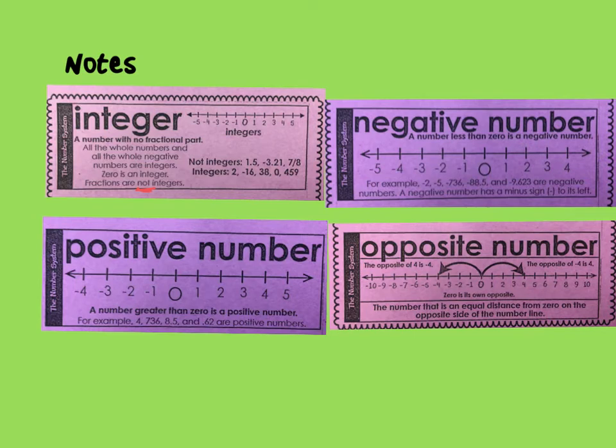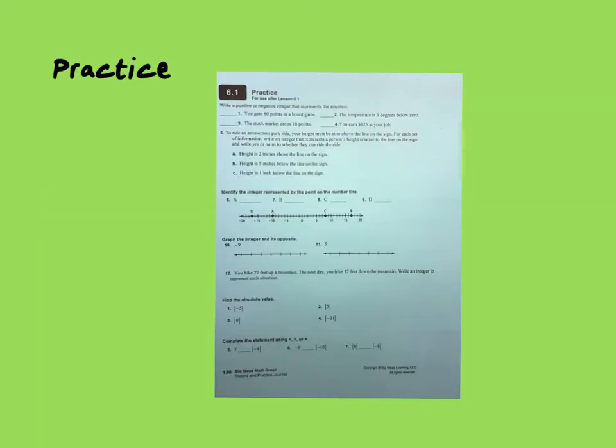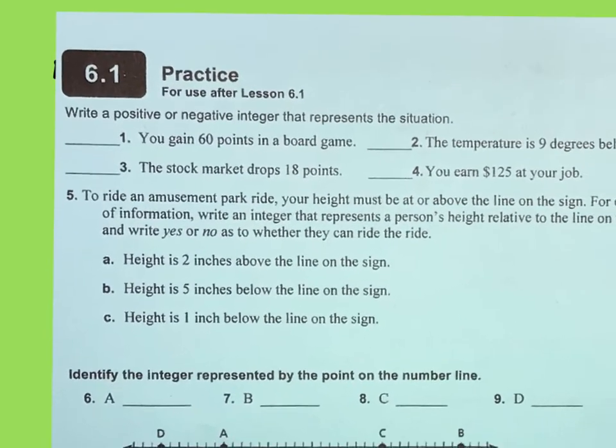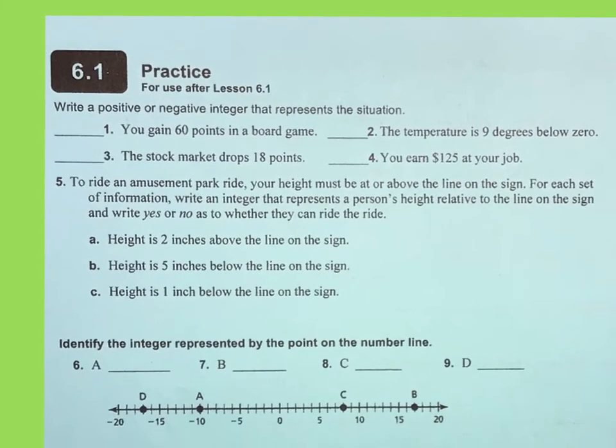So those are some vocabulary words that you should be very familiar with as we start talking about integers and some of these numbers and things like that. All right, we're now looking at your practice. Let's take a look at it for just a minute. Write a positive or negative integer that represents the situation. So let's take a look at this first one here.